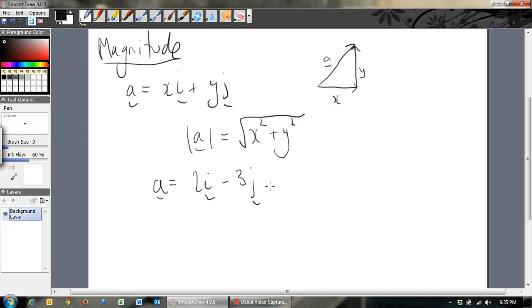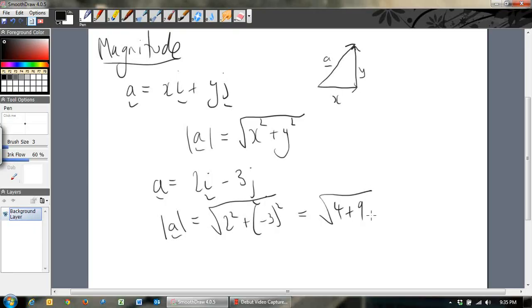We've got our vector there, A is equal to that. What's the magnitude of that? Well, the magnitude of A will be equal to the square root of 2 squared plus negative 3 squared, which is equal to the square root of 4 plus 9, which equals root 13. So that's the magnitude of A.